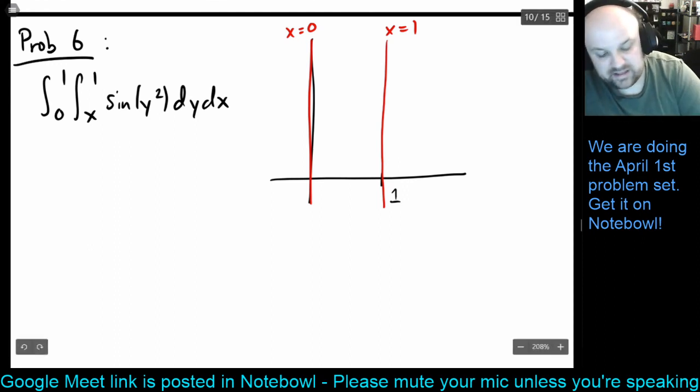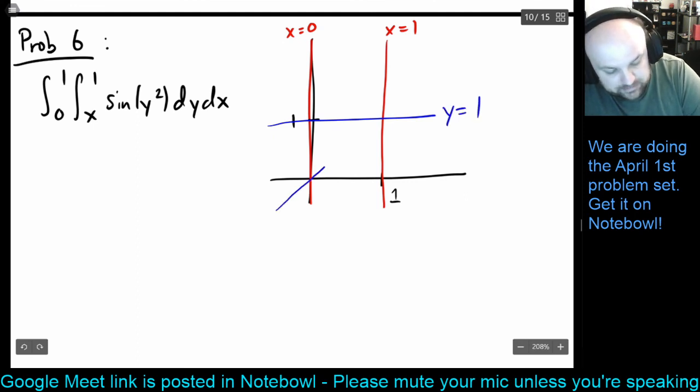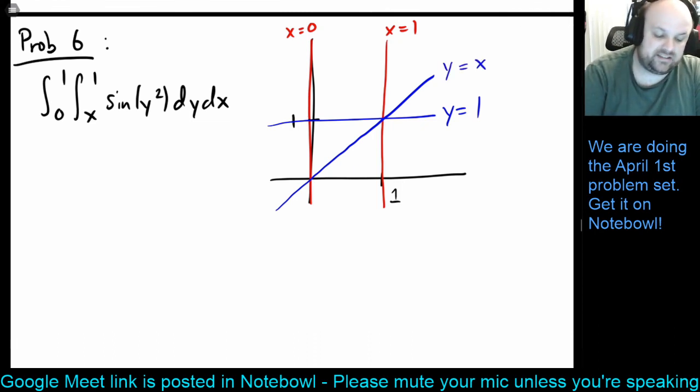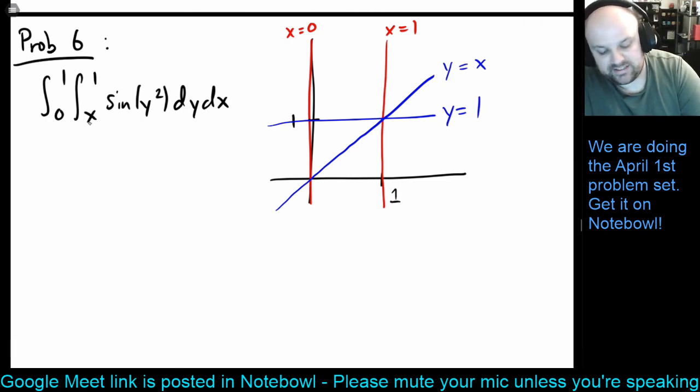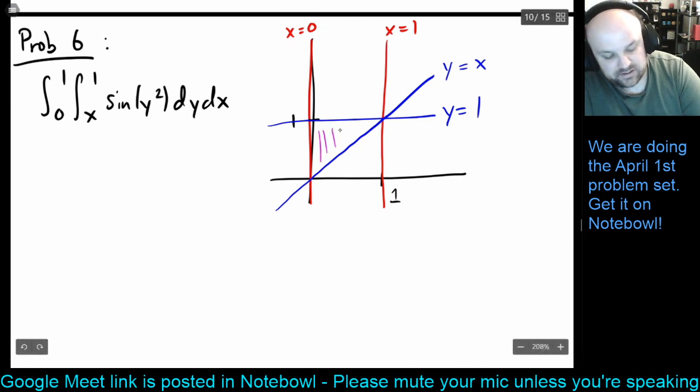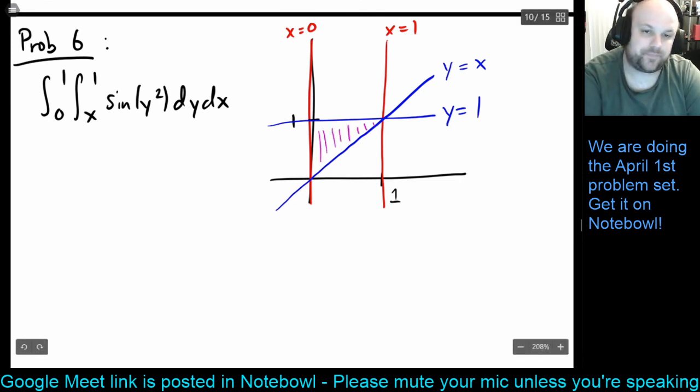And now the inside integral is for y. So I'm going to graph y equals x and y equals 1. Let's say 1 is about here. Here's y equals 1. And here's y equals x. All right, so now that we've got this, there's two regions closed off here. So we have to look at the bounds to know which one we actually want. And we know y starts at x and ends at 1. So we're interested in this spot right here.